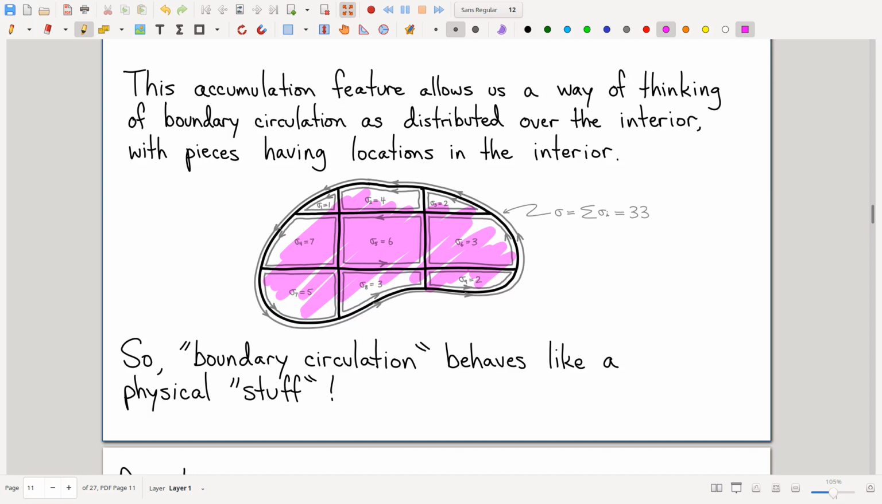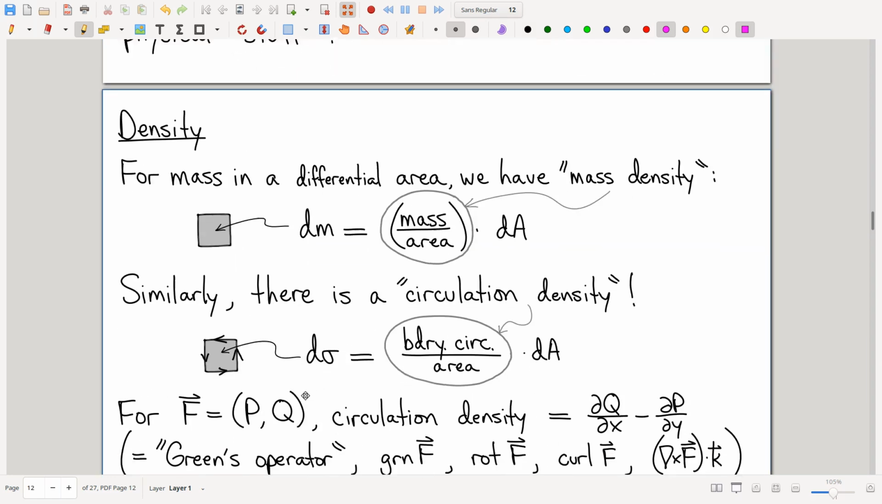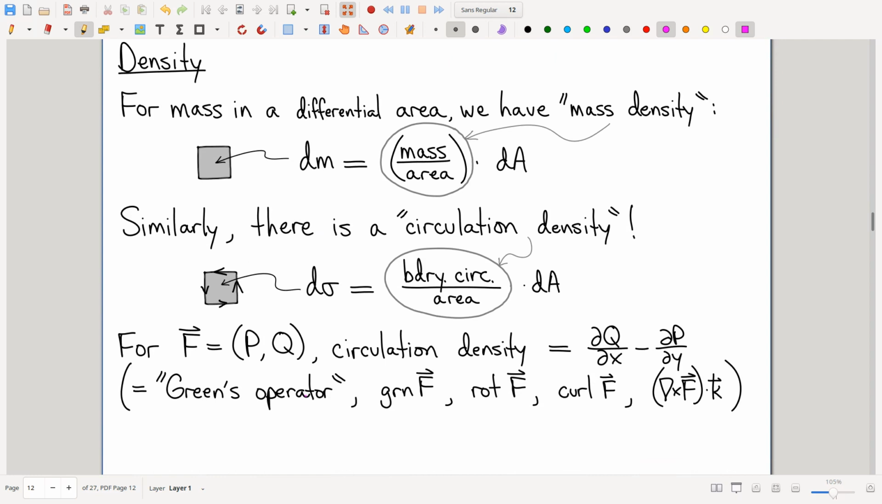So even though we're going to be computing line integrals here, this is a quantity associated to the region itself. And therefore, it can be broken up according to little subregions. Therefore, boundary circulation has locations, even though it kind of doesn't feel that way. Don't fall for the red herring, right? Okay, and I think this is about where we ended last time. I'm pretty sure this is where we ended last time.